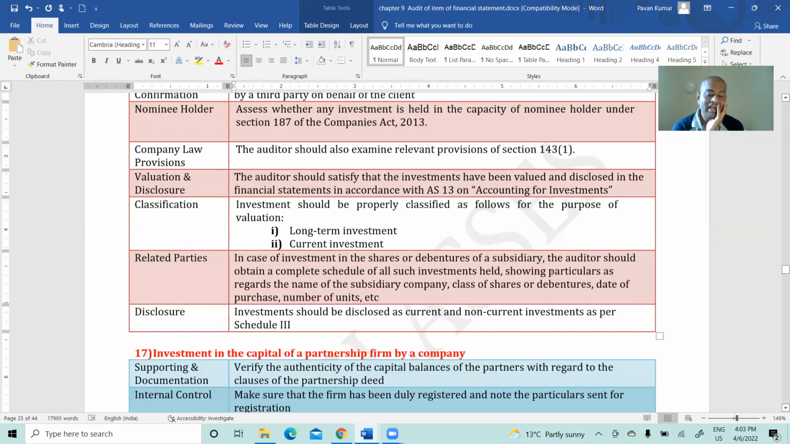Tell me one thing. Can a subsidiary company hold shares in holding company? It is prohibited. As per Companies Act 2013, no. Subsidiary company cannot buy shares in holding company. Previously, before 2013, yes. Now, no.